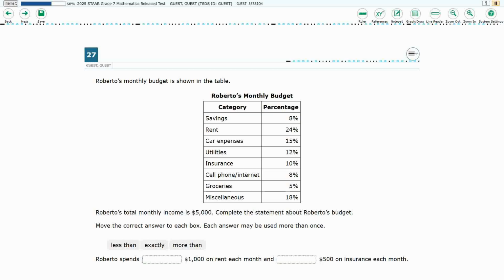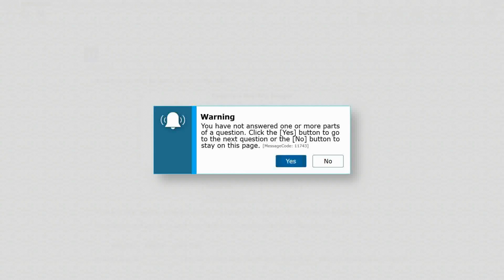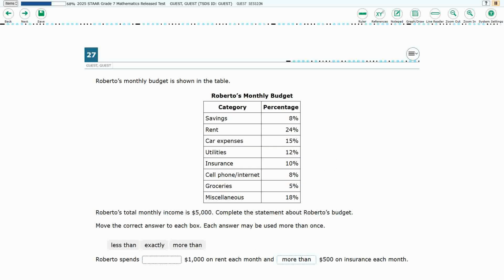All right, so we've got a drag and drop. This is a new item type. And you notice we can use the same answer in both of our blanks. This is a 2-point problem, and if we select just one and try to move on, it is going to give us an error message. So let's get both of our points.